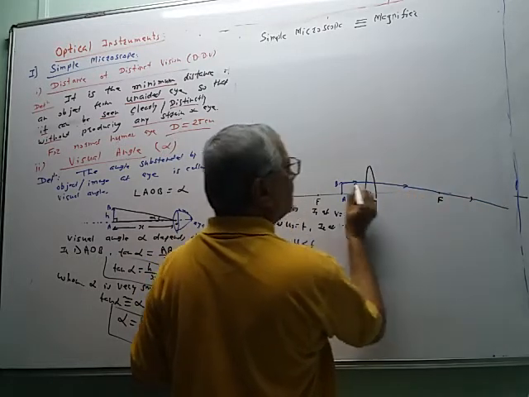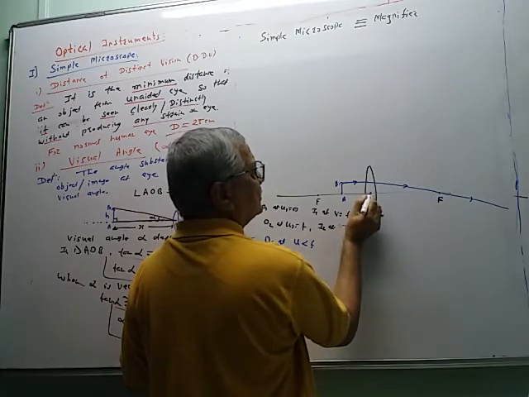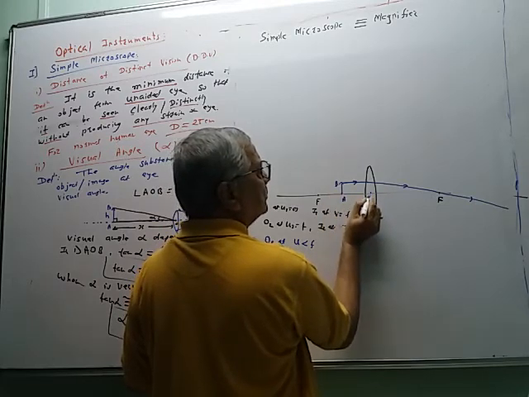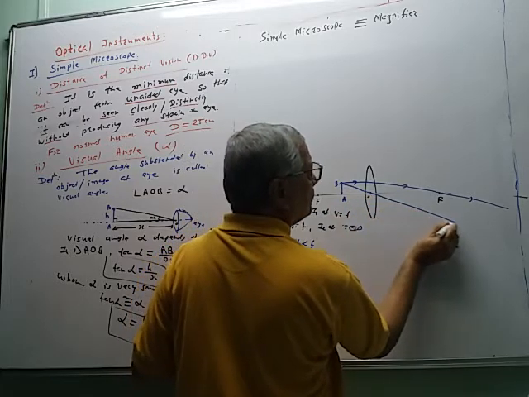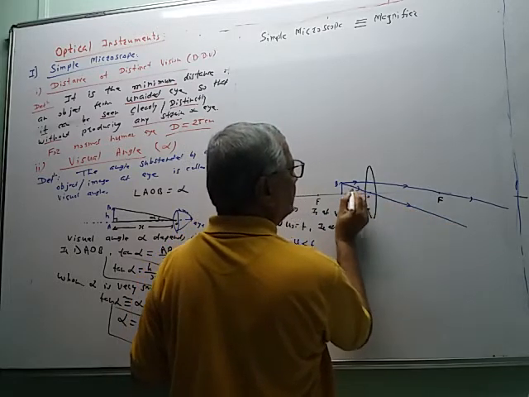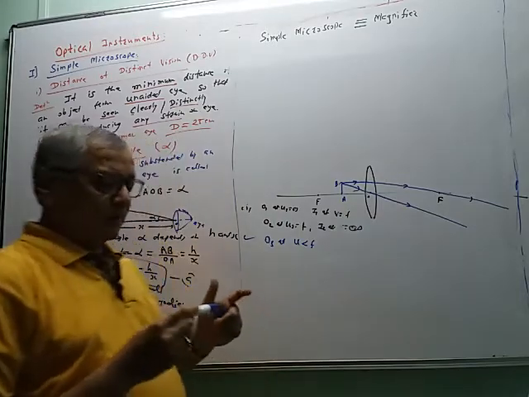This is the first incident ray, first refracted ray. Second incident ray is passed through the optic center. We know the speciality of the optic center. The ray through the optic center passes undeviated. Second incident ray, second refracted ray.